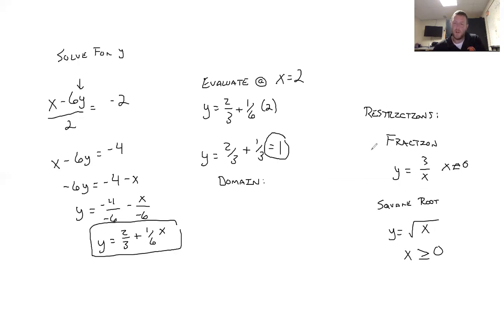So those are the restrictions. What you need to look for is, does it have a fraction or does it have a square root? Those are your two questions. If the answer is no, there's no restrictions at all. So this one, is there any fraction where x is on the bottom? The answer is no. Is there any square root? Also no. So my domain is going to be -infinity to infinity every time.